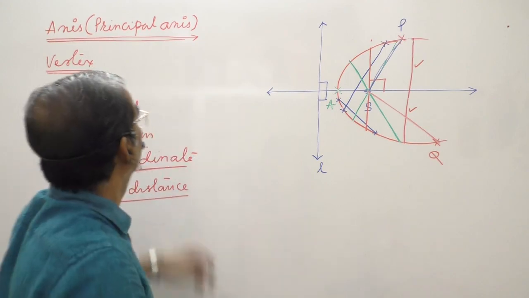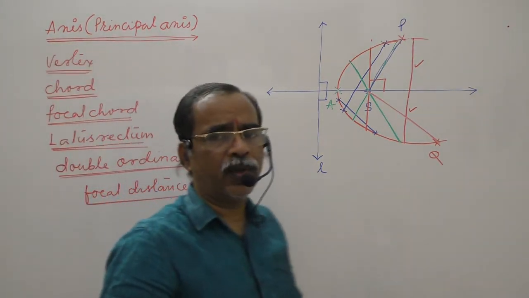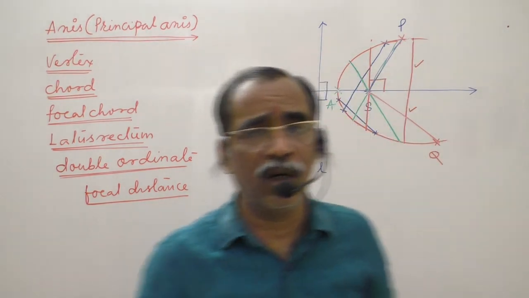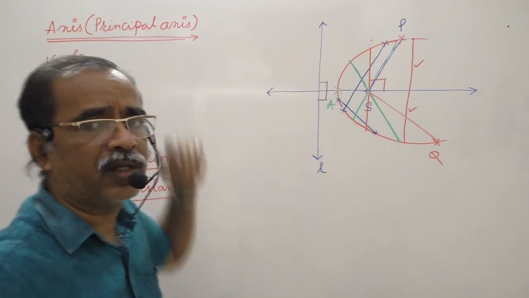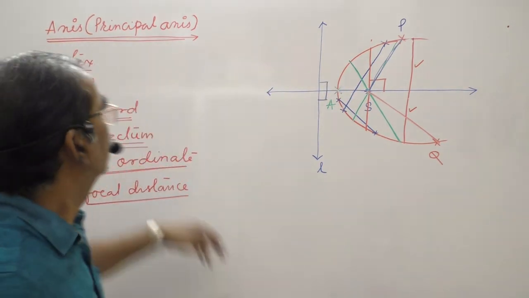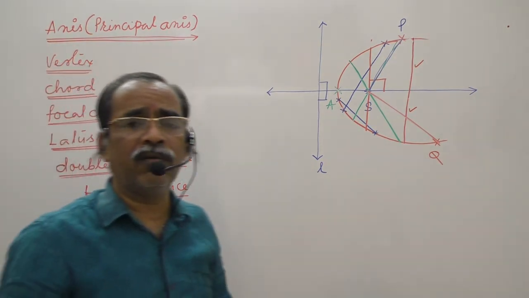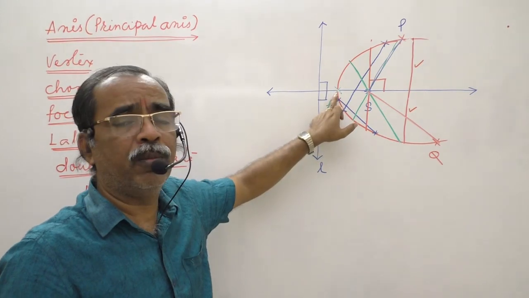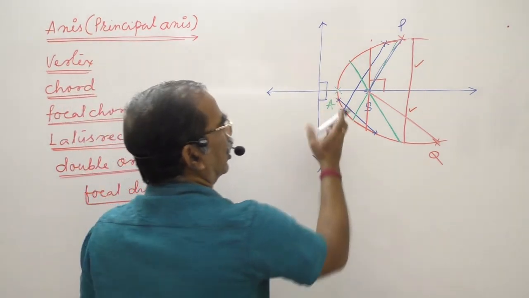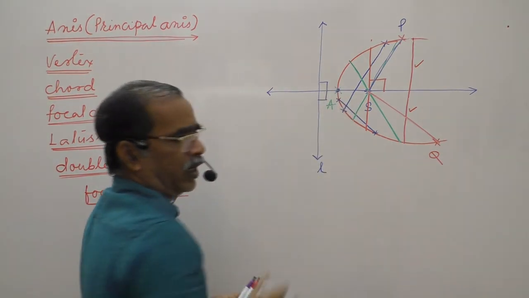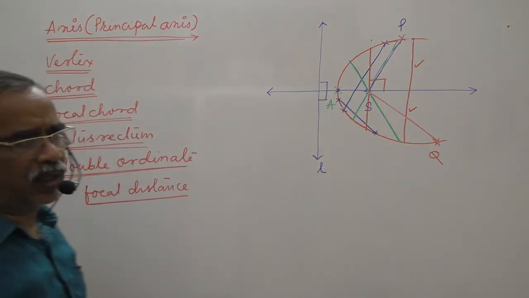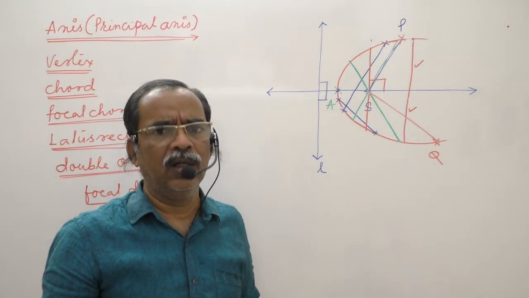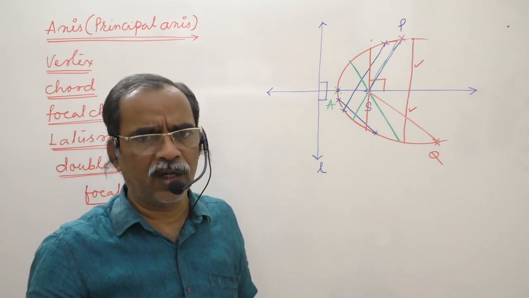Now some terms. What is principal axis? The line passing through the focus perpendicular to the directrix. This line is the axis or principal axis. Next one is vertex. What is a vertex? The point where the conic crosses the axis, where it meets the axis. This point is called vertex. Next, chord. What is a chord? Usual definition: the line segment joining any 2 points on a conic is called a chord of the conic.